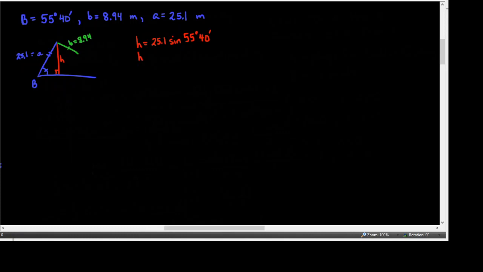So type that in your calculator and figure out what that is. You should have gotten 20.7268. If you're having trouble typing in that angle, you might want to ask about that in class again. That's something we talked about earlier. But if you've forgotten, please do ask about it.